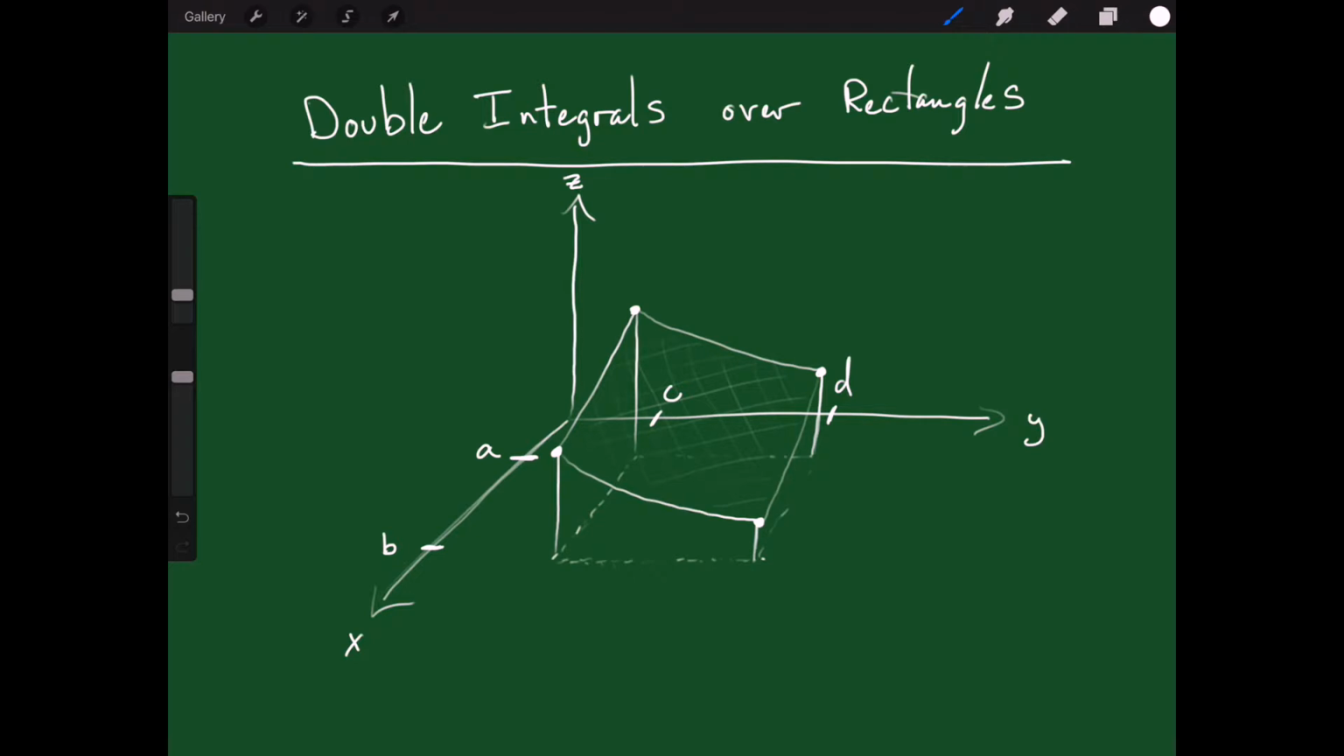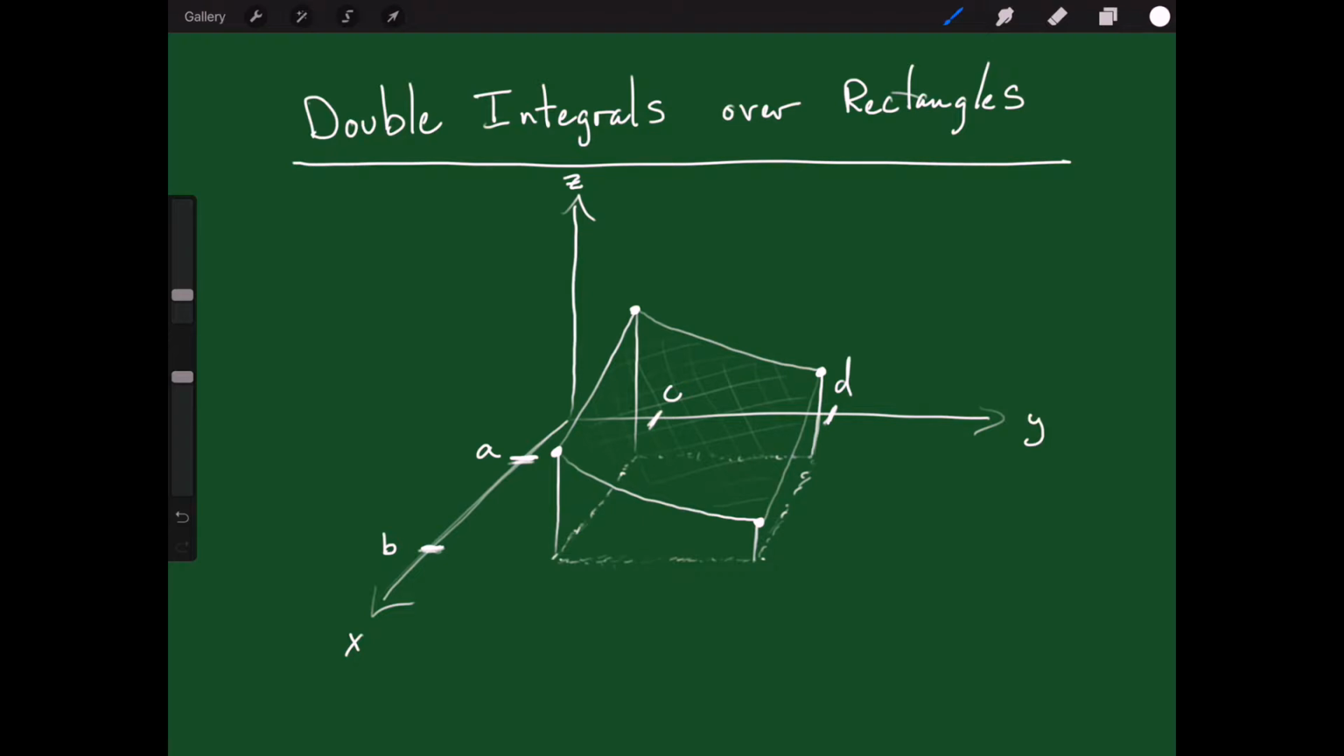On the x-axis, we're looking at a point A to point B, and on the y-axis, from point C to point D. If I look at the rectangle formed by those two intervals, you can see the rectangle down in the xy plane. This dotted line here, over here, down here, and over here. And then you see this surface that's sitting up above that rectangle.